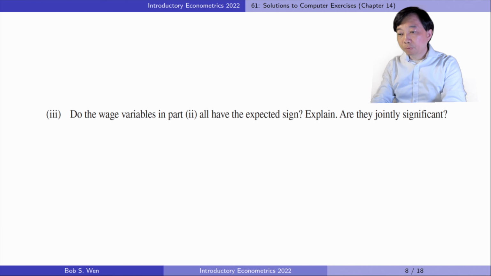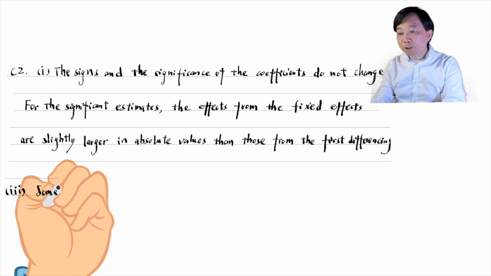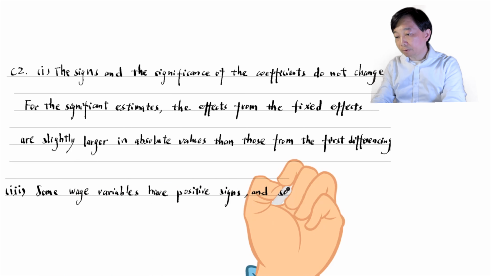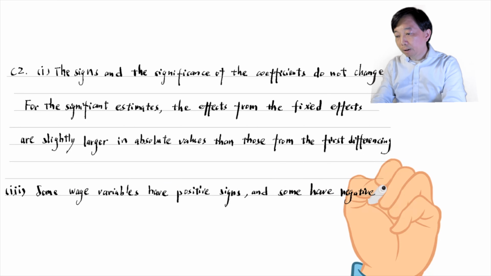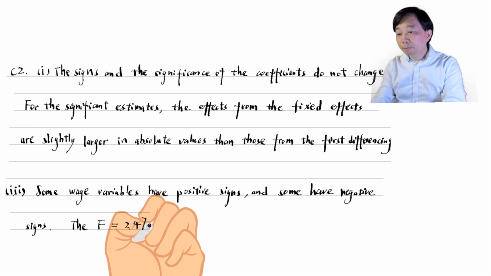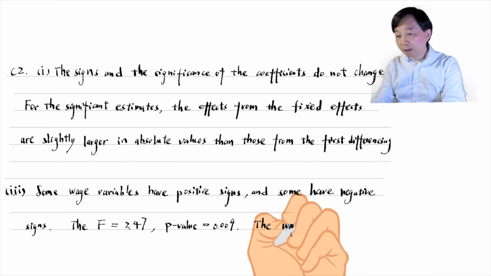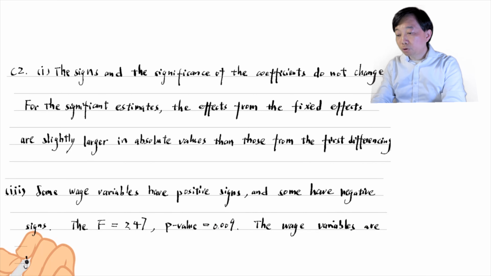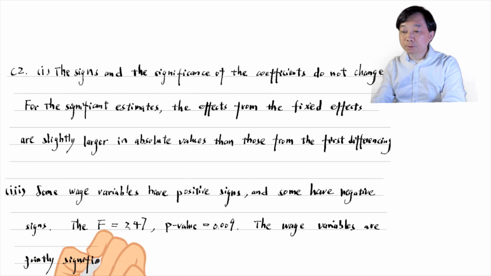In Part 3, do the wage variables in Part 2 all have the expected sign? Explain. Are they jointly significant? Some wage variables have positive signs and some have negative signs. The F statistic for their joint significance is 2.47 and its p-value is 0.009. The wage variables are jointly significant at the 1% level.